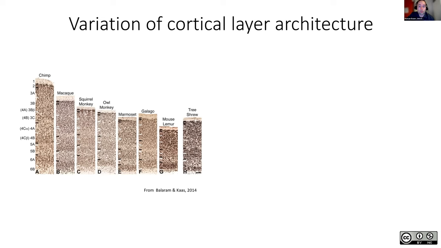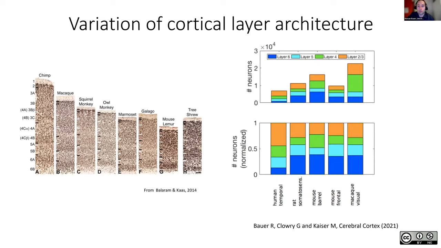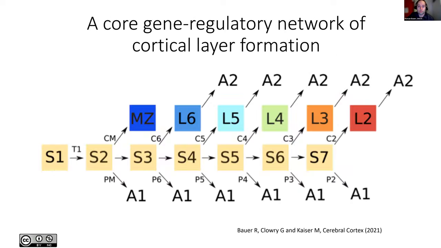However, this layered structure has different dimensions in different species. If you look, for example, at the human temporal cortex, then we have quite a small number of neurons as compared, for example, to the macaque visual cortex, and also the proportions of different neurons in different layers are different. And so one question that arises is, can we somehow explain these different proportions and cell numbers across different species?